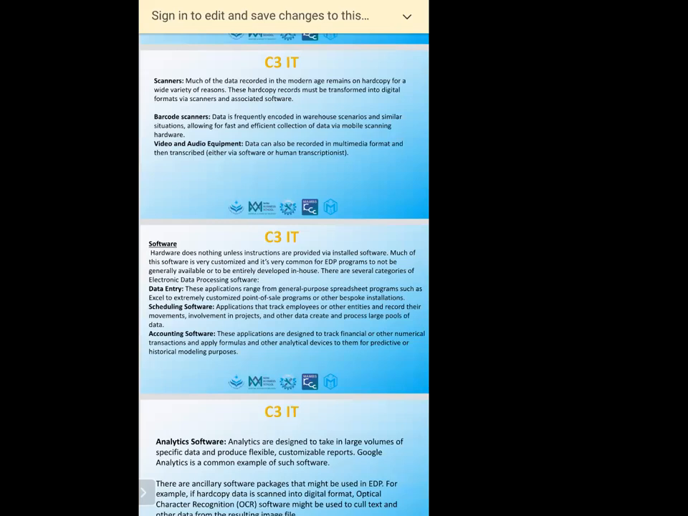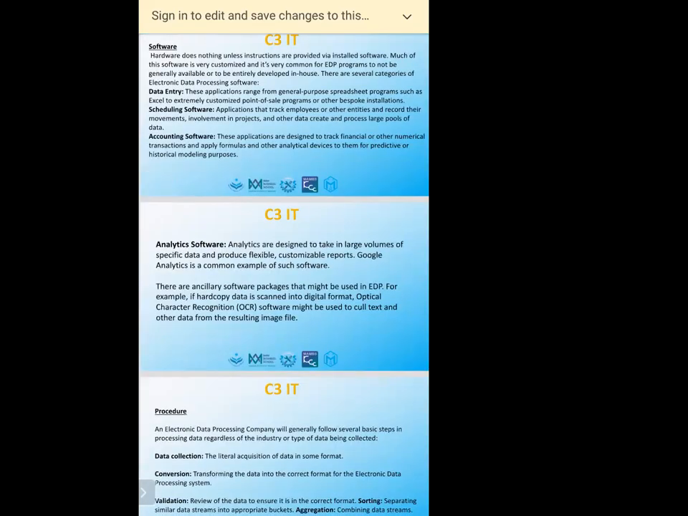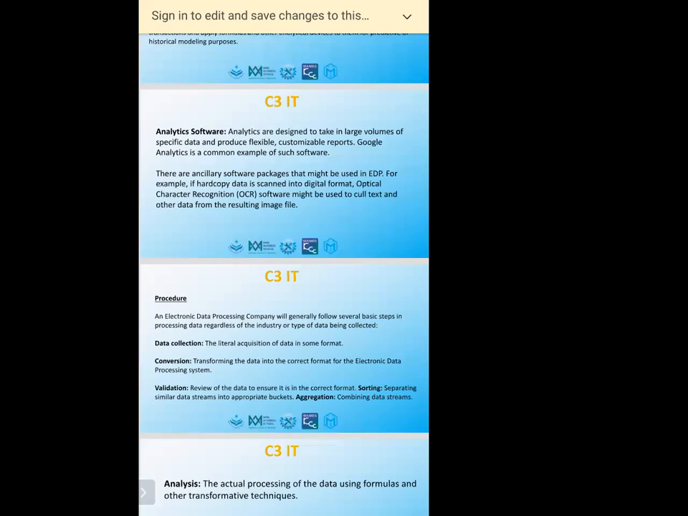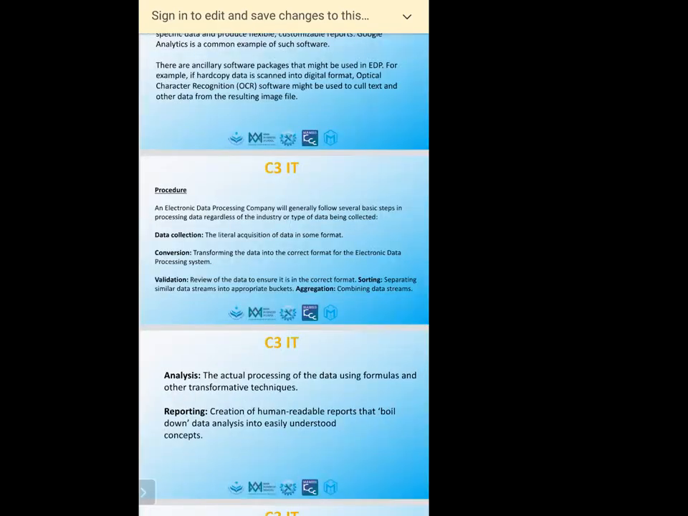Then anyone, could you tell me about the procedures? Only one student is answering all the questions. Could anyone tell me what are the procedures for EDP? Data collection, conversion, validation, analysis, and reporting. These are some of the procedures.